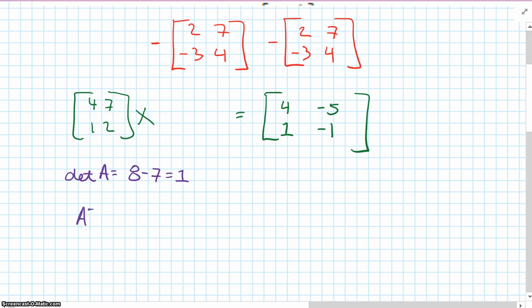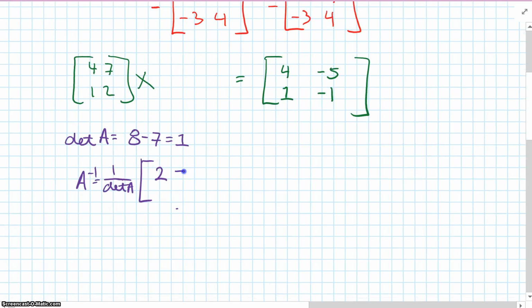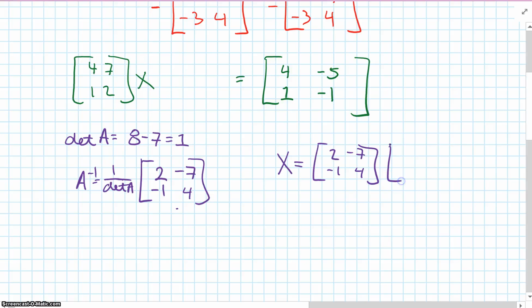So my inverse is going to be 1 over the determinant of A, which is 1, our D value, which is 2, our B value, which is negative 7, our C value, which is negative 1, and our A value, which is 4. So there's my multiplicative inverse. So X is going to be my multiplicative inverse, 2, negative 7, negative 1, 4, times matrix B, which is 4, negative 5, 1, negative 1.